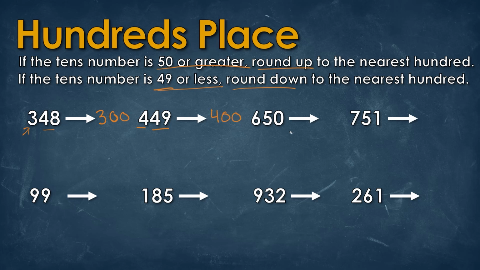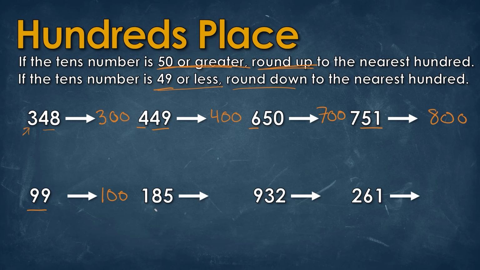Now let's take a look at 650. 50 or greater, we round up. So we'll round up the hundreds place. We're at 600, we round up to 700. How about 751? Well, we got a 51 here, and that's greater than 50, so we round up. So we go from 700 to 800. Now let's try 99. We took a look at this previously. If we have 99, that's pretty close to 100. It's greater than 50, so we know we'll round up.